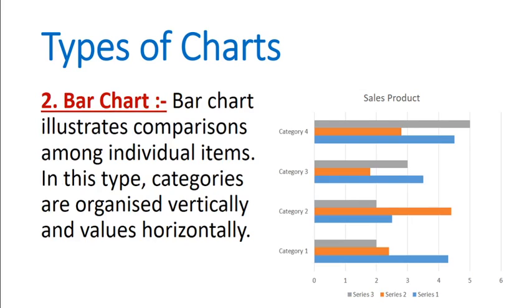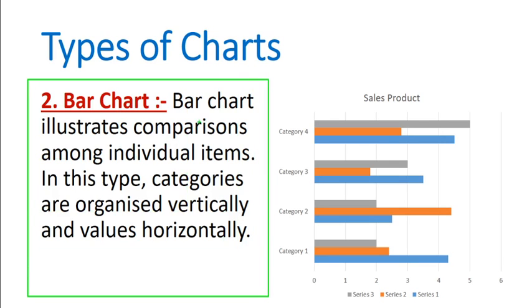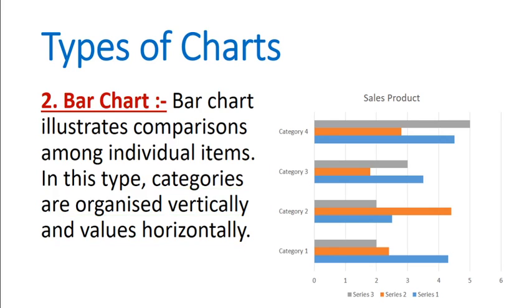Now we can see the second type of chart. The second type of chart is the bar chart. What is it? Bar chart illustrates comparisons among individual items. In this type, categories are organized vertically and values horizontally. So in this type, what we can see, categories are organized vertically and values horizontally in bar chart. Means here, this is the example of the bar chart. As we can see here, the chart sales product.